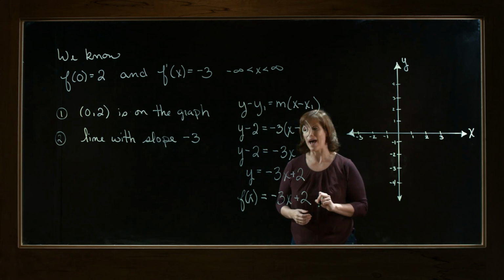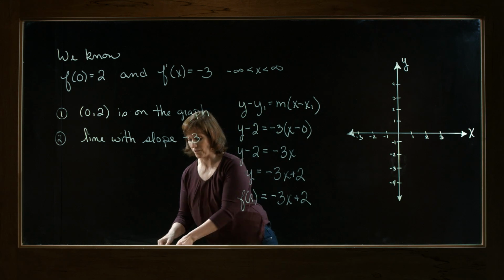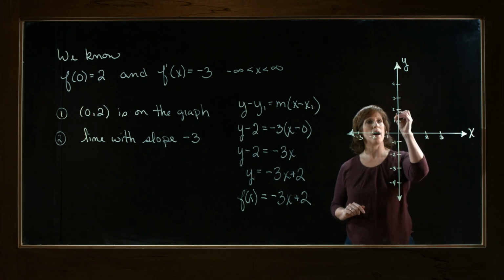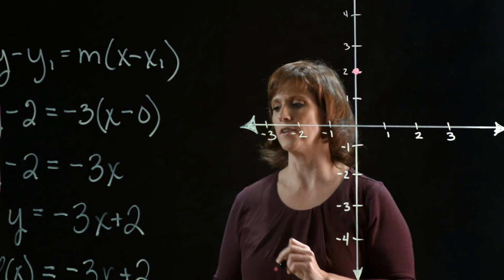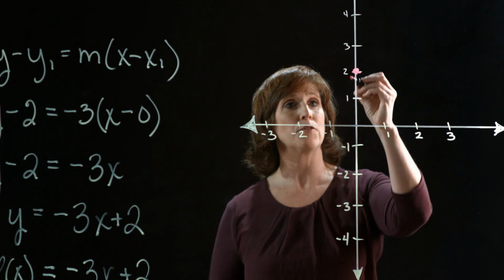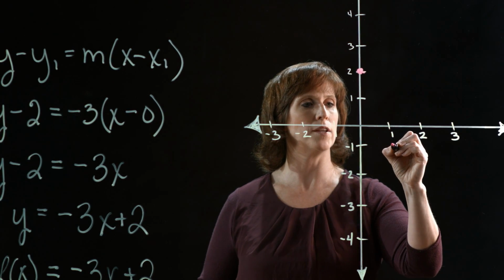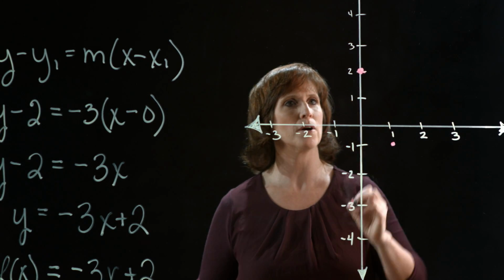The last thing this problem asks us to do is to graph our function. So we know that it's a line. We know that the y-intercept is 2. So there's the y-intercept of 2. And the slope is -3. So from this point, we'll move down 1, 2, 3, and to the right 1 unit. So that point is also on the curve.